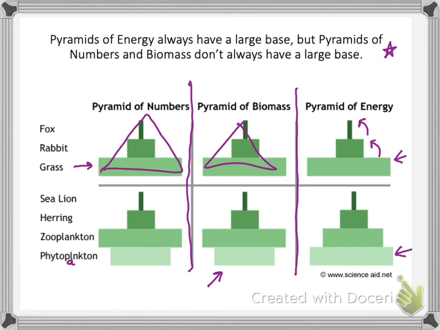So that's an example of an aquatic ecosystem that maybe has a narrower base, okay, because of the fact that those producers are being consumed so fast that they never can build up a large biomass or number base.